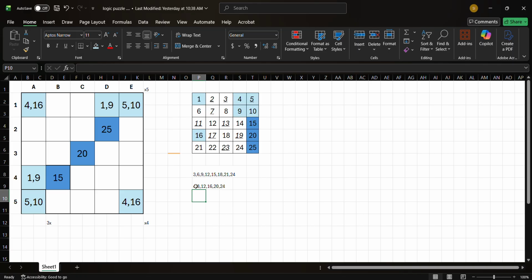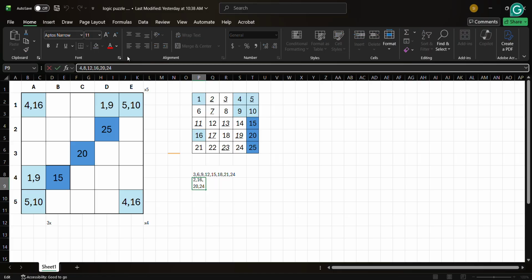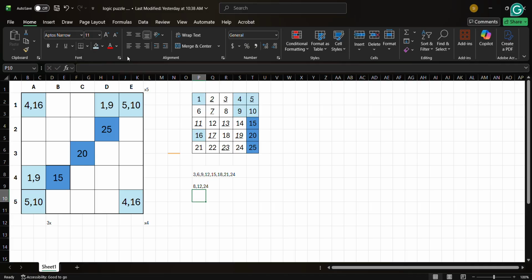The 4s have more options, so we know that the 20 is essentially gone, so I'm going to get rid of that. And the 16 and the 4 are also essentially gone, which leaves this spot and this spot to be 8, 12 and 24, which we could write in there. That would be fine to write them in there. In fact, I think I will.